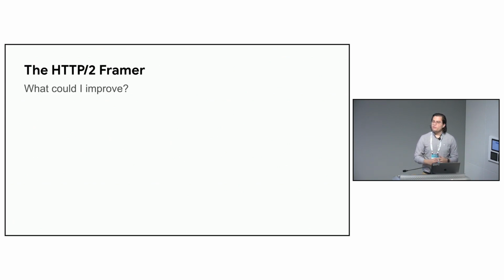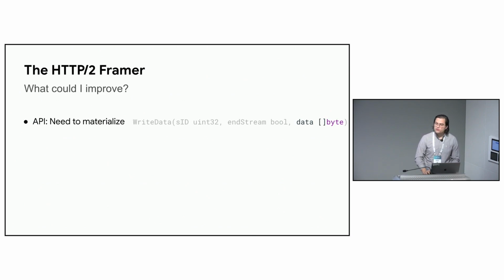What were the main pain points that we had with the standard implementation of the framer? The first one was, as Easwar mentioned, that they needed to materialize. What do I mean by this? If we look at the function signature provided by the HTTP2 framer, it takes a single data slice. This meant that whenever we had little pieces of the RPC message in different byte slices, we would need to create a buffer big enough to hold them both, and then copy that data into a single contiguous buffer so that we could actually call the API in the current framer.